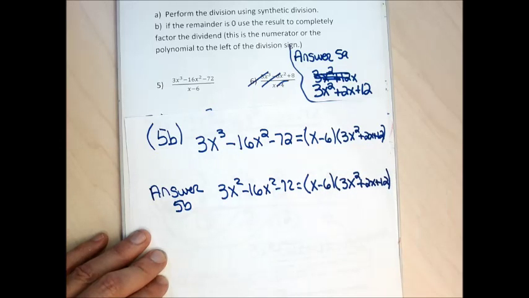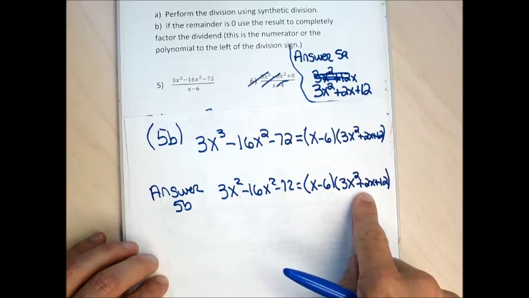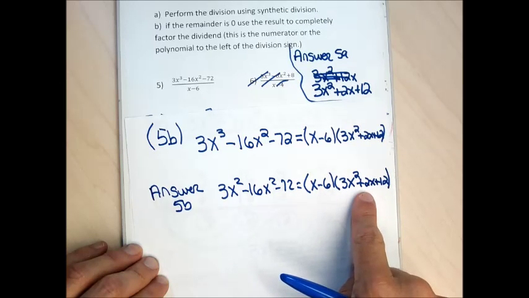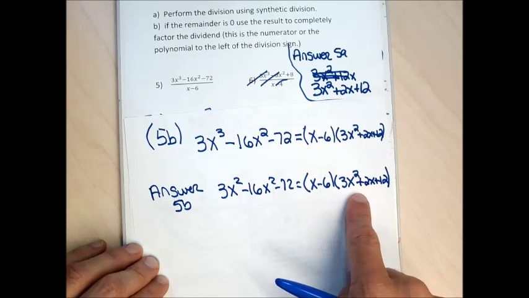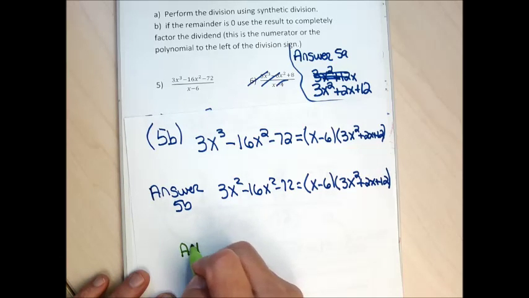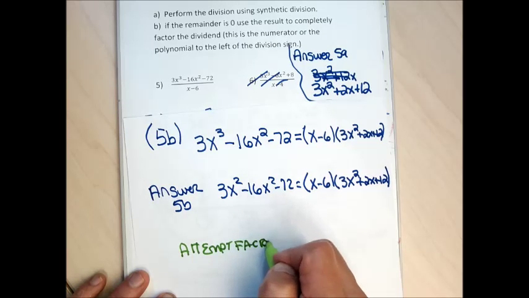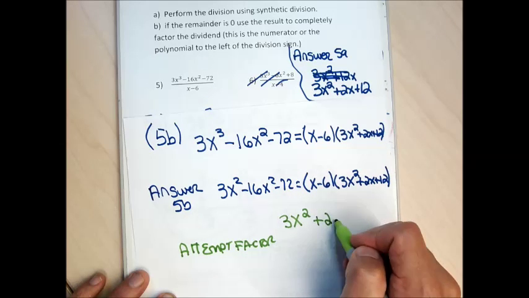There's a chance that if you wrote this for an answer, you'd get a point off. That's because this second parenthesis has a square, and it just might factor. This is going to be considered partially factored if the second parenthesis factors into two parentheses. If the second parenthesis is prime, then this is an answer and it's fully factored. So I need to attempt to factor the 3x squared plus 2x plus 12.